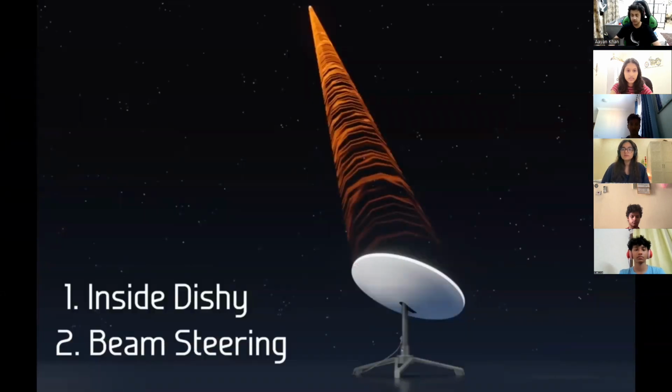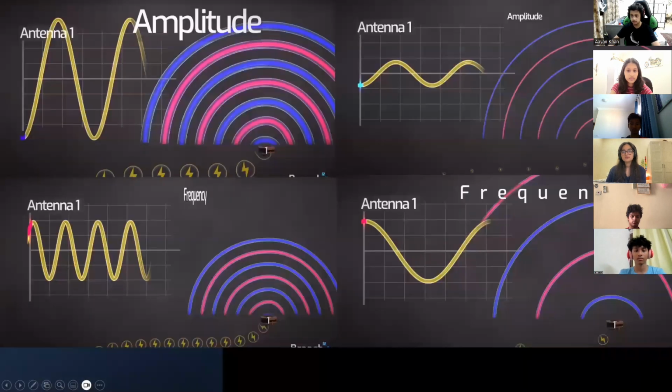Our next step is steering the beam towards the satellite. Beam steering is done by a process called phase shifting and changing the amplitude and frequency. The amplitude determines the power of the signal, as you can see. More amplitude, more power; less amplitude, less power. And the frequency determines what the signal is, or the hertz of the signal, as you can see. It's a different way.